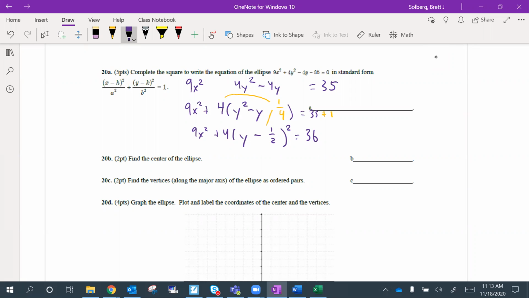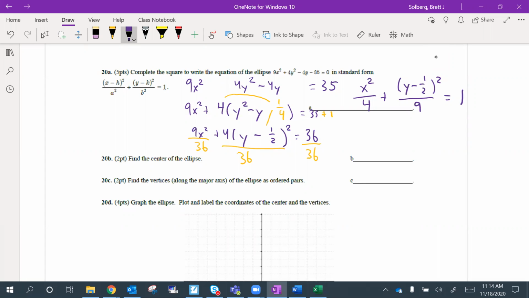We're almost done. What do I just need to do last, guys? We want it to be a 1, so we divide by 36. Okay, so reducing, this is x squared over 4, and then y minus 1/2 squared over 9 is equal to 1. Awesome. Thanks for your help, Anita.